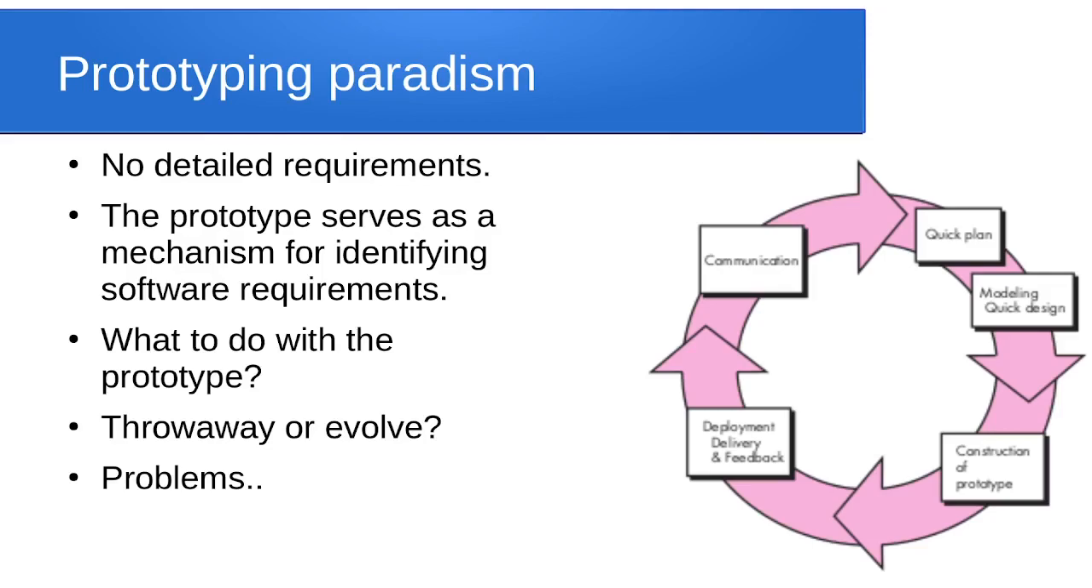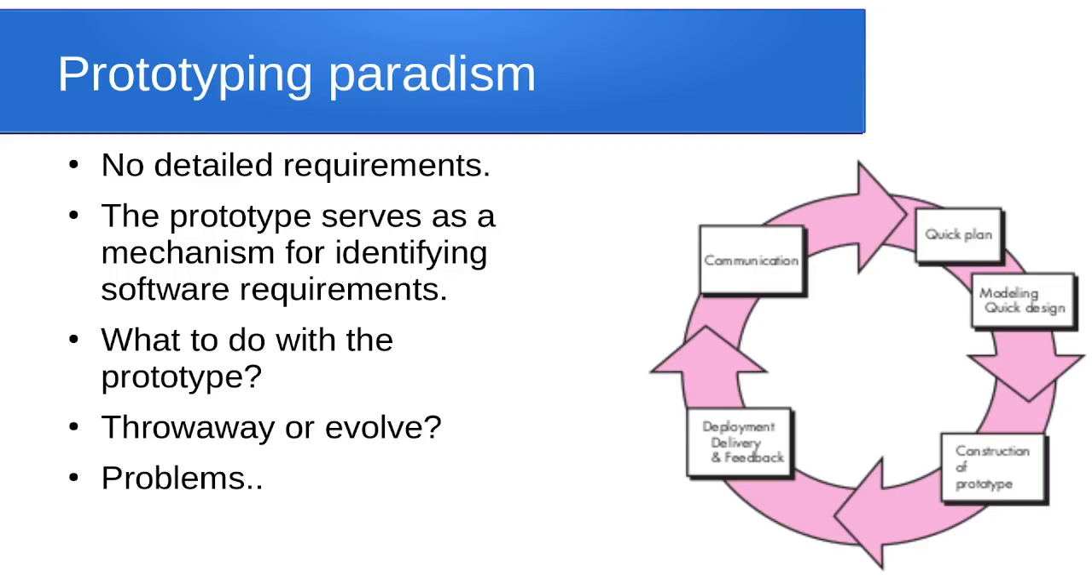Because of this, usually these prototypes are evolved and made into a final product. So it may remain with certain faults. When we see agile methodology, we will try to learn to use good practices while making the prototype, so that this prototype can be used and need not be thrown away. Okay, so these are the few things that we have to understand about the prototyping paradigm.